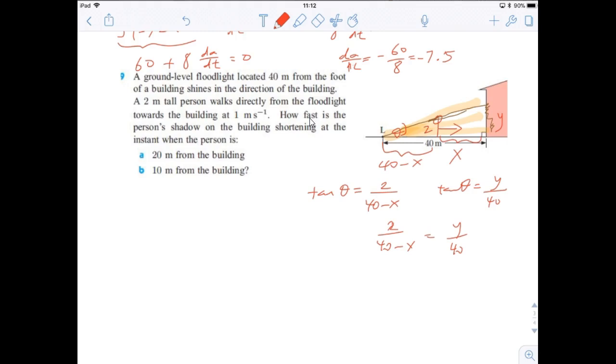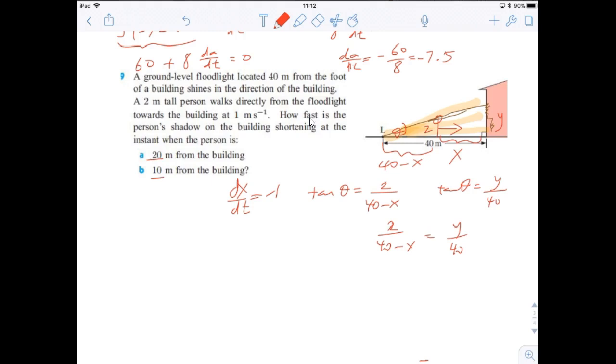So maybe now we could figure everything out. They're giving us the change in x with respect to time, because they told us that the person is walking toward the building at 1 meter per second. Now, x is getting smaller, so dx/dt is negative 1 meter per second, because it's getting smaller. So we know dx/dt, and they're giving us x in two different cases, so we know x.